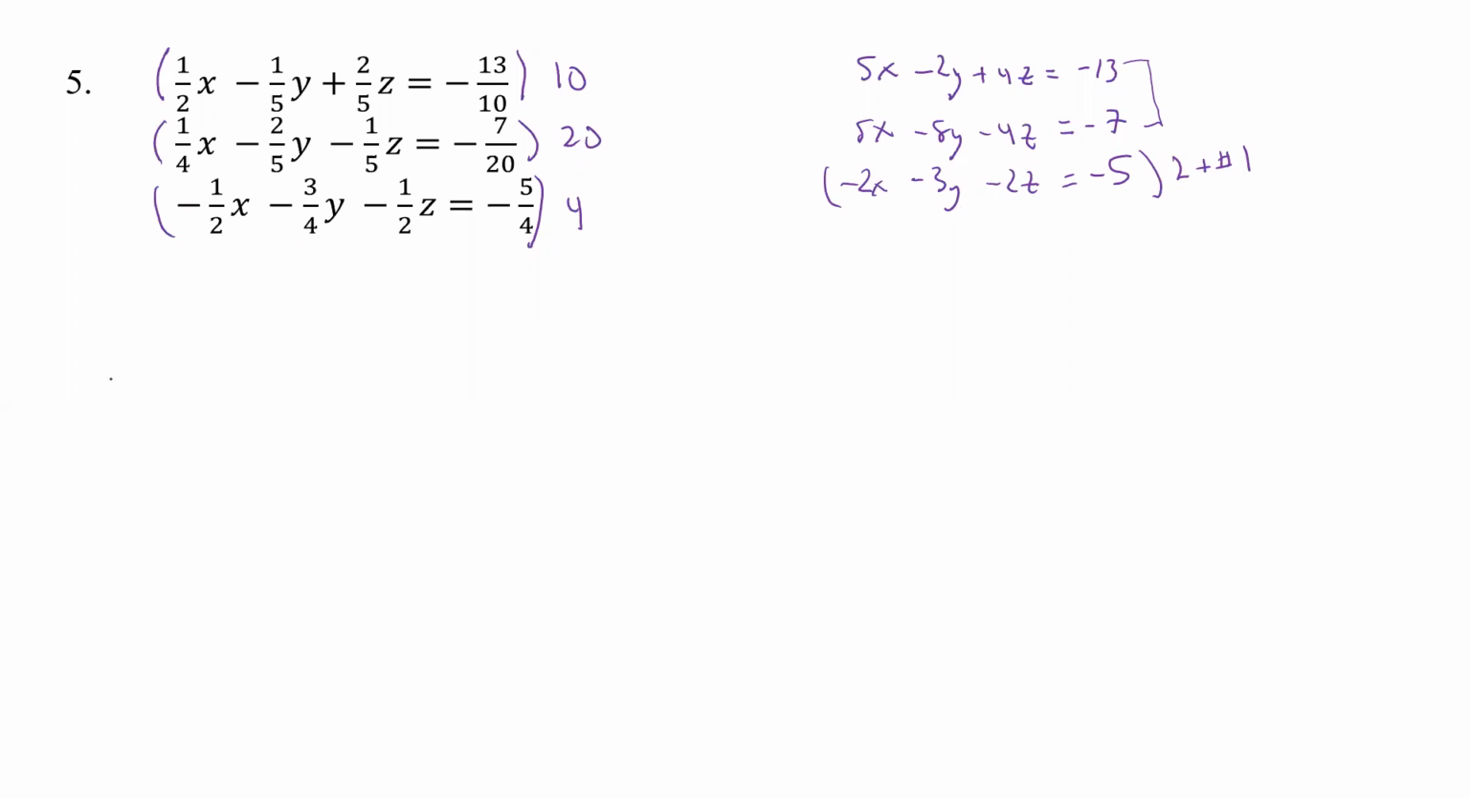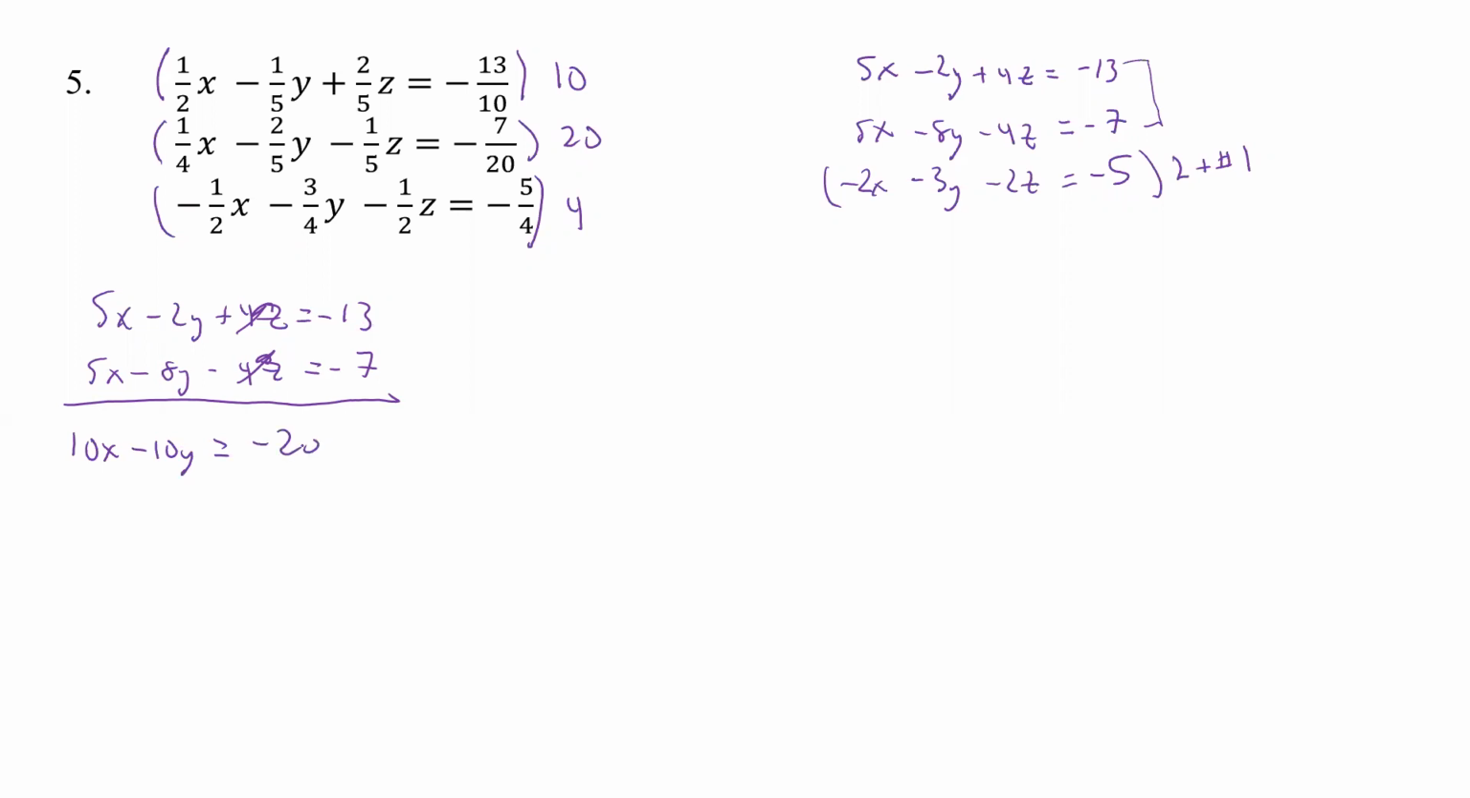So let's do that. So 5x minus 2y plus 4z equals negative 13, and 5x minus 8y minus 4z equals negative 7. Add those together. That cancels the z's. And so I have 5 plus 5 is 10x, minus 8 minus 2 is minus 10y equals, and here it looks like a minus 20.